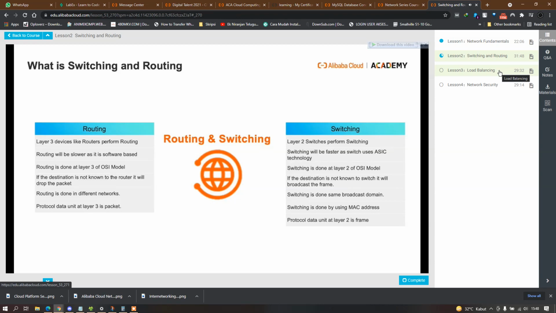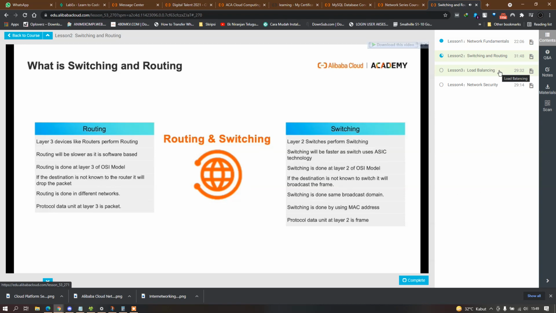The next one is that for routing, if the destination is not known to the router, it will drop the packet. But for switching, if the destination is not known, the switch will broadcast the frame to ask in the broadcast domain, and all the devices will check whether it is the destination. This is the difference between routing and switching. And routing is done across different networks, which means routing is used for connecting different networks.